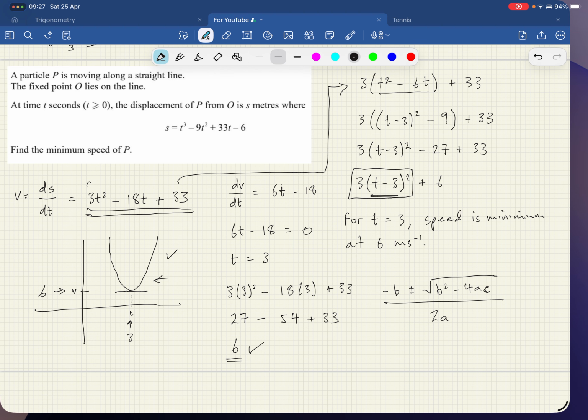Here's your a, here's your b, minus 18, and here's your c. Immediately see that it hasn't got any real roots. But in fact, in the mark scheme, there's no mark for that. So there's no need to.